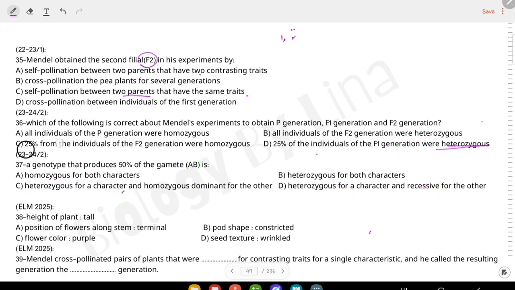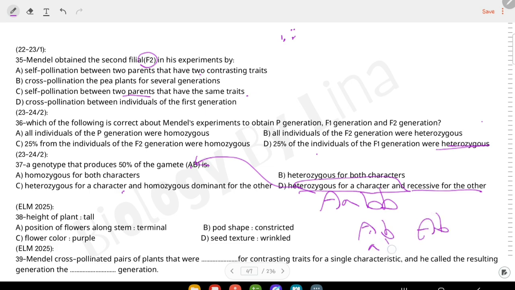What about this one? Heterozygous for a character, it means hetero for one of them, like for example A capital A small, and recessive for the other, it means B small, B small. So this one will produce A capital B small, A capital B small, A small B small, A small B small. So 0% A capital B capital. We don't have A capital B capital here.